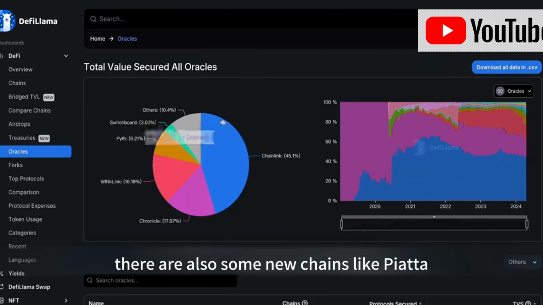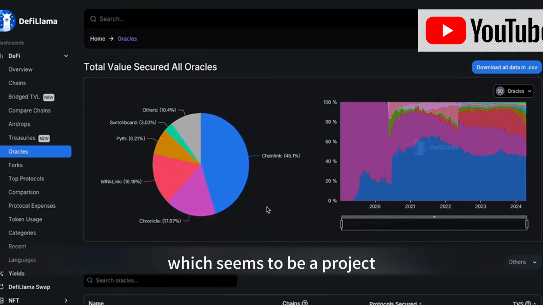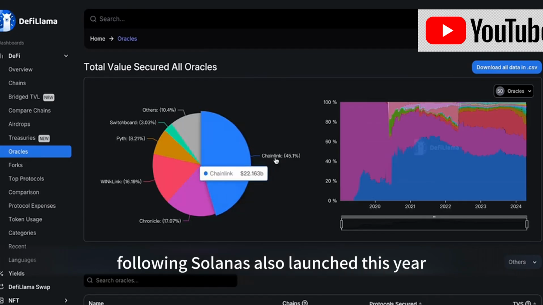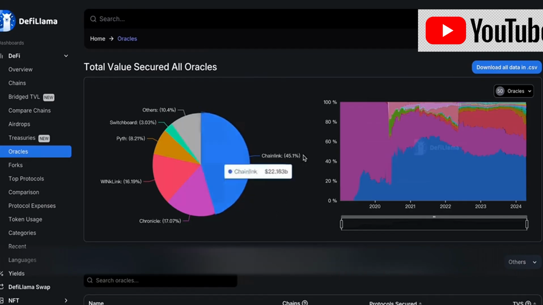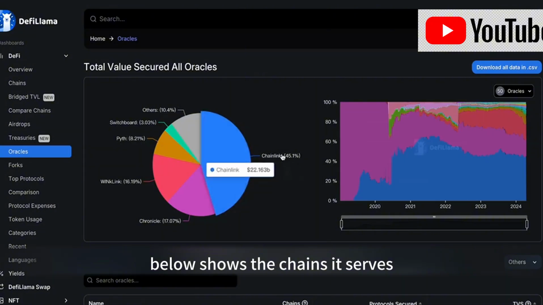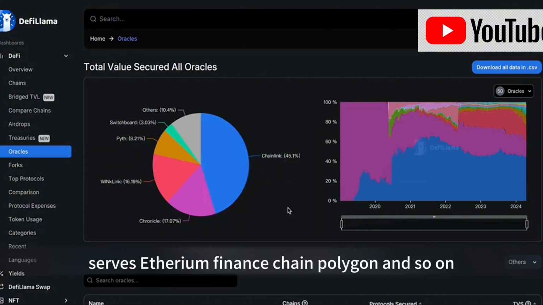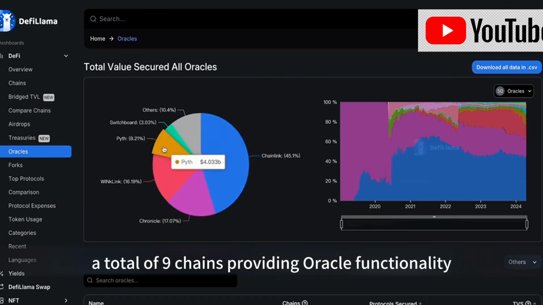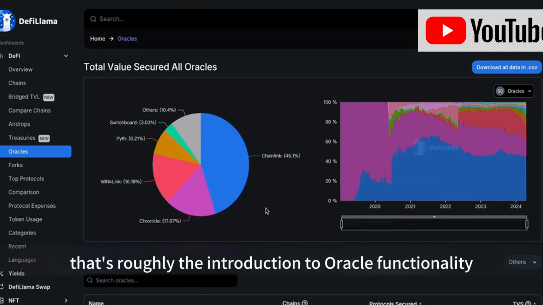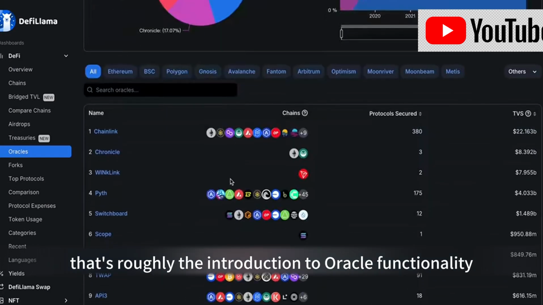There are also some new chains, like Pi Theta, which seems to be a project following Solana's also launched this year. Below shows the chains it serves. For example, Chainlink serves Ethereum, Binance Chain, Polygon, and so on. A total of 9 chains, providing Oracle functionality. That's roughly the introduction to Oracle functionality.